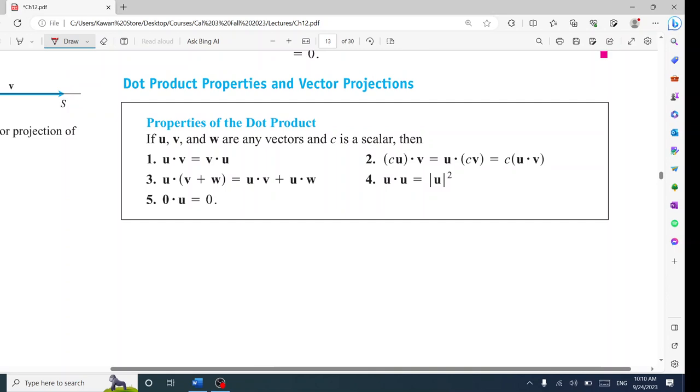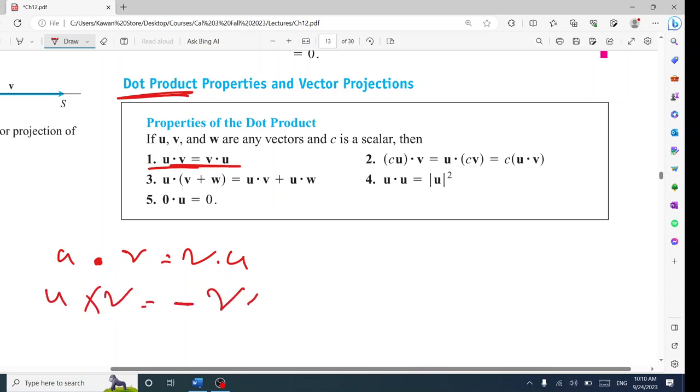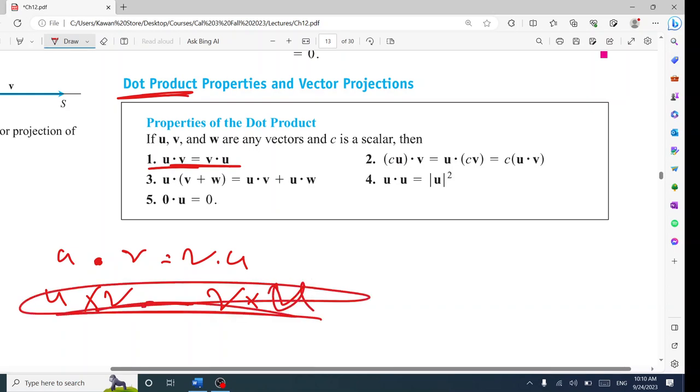Good. What's the property of this special operation between two vectors, which is called dot product? You can see here, everything is easy. It is commutative, you can say UV or VU, it does not make a change. But with the cross product, no. Later we will have something like that. With the cross, it is not equal. You need to be careful. They are not equal in the cross.